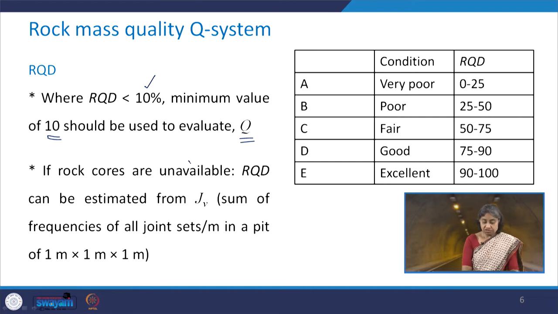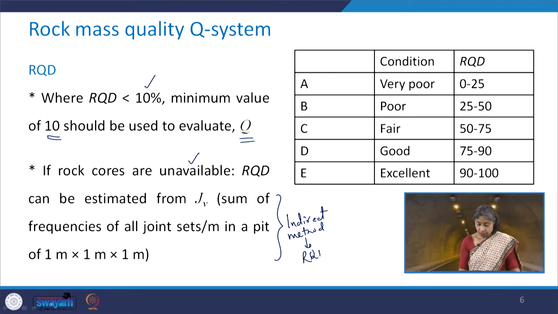Now, if the rock cores are unavailable, then RQD can be estimated from Jv, which is the sum of the frequency of all joint sets per meter in a pit of 1 meter cube size. This we have discussed when we were discussing the methods for determination of RQD. So, this was part of the indirect methods for the determination of RQD.